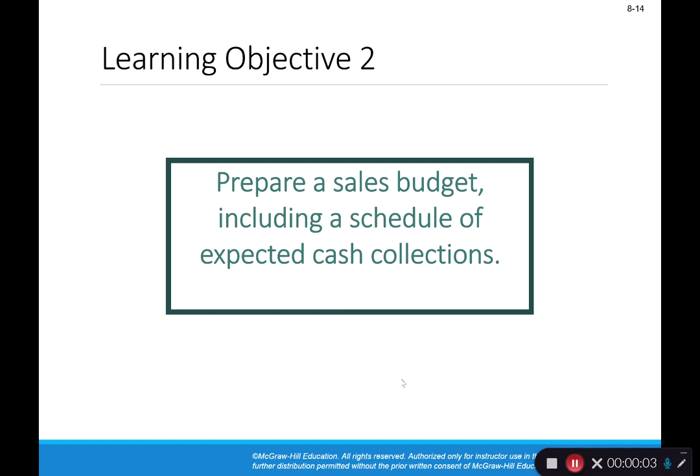As I mentioned in part one, we're going to demonstrate all the various steps of the budgeting process by going through a comprehensive problem. So we're going to start with looking at our sales budget, which also includes the schedule of cash collections, because it's not enough just to sell goods to customers. We also need to get the money for those goods, so we'll have cash to pay our bills.